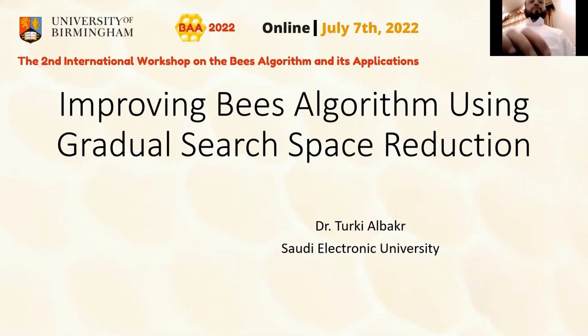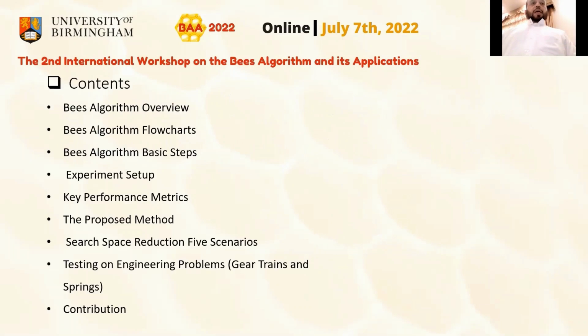My presentation is about improving the Bees algorithm using a gradual search space reduction. Actually, it's aiming to improve the Bees algorithm. This is the contents of my presentation. It's just a quick overview of the Bees algorithm, then a flow chart and the basic steps, experiment setups and performance metrics, proposed method, and the 5 scenarios of this proposed method, and testing on engineering problems, gear train, and springs, and then my contribution.